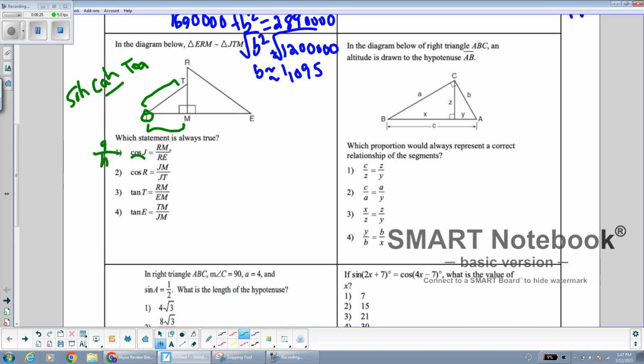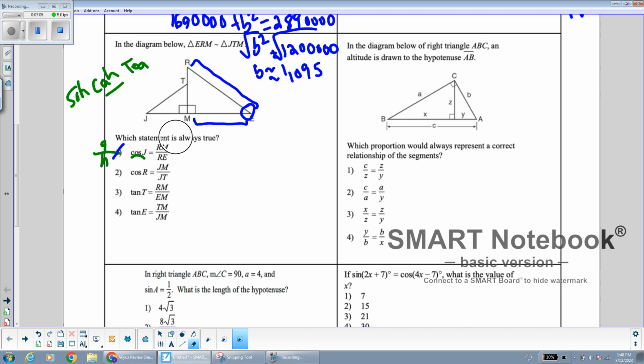This doesn't say JM over JT. But remember, in similar triangles, the corresponding angles are congruent. So this angle and this angle correspond, so they're congruent. And the corresponding sides are proportional. So cosine of angle J is the same thing as cosine of angle E, because we have similar triangles. So from angle E, adjacent would be ME, and hypotenuse would be RE. That's still not what it says here. I don't see ME over RE. So this choice is not correct.